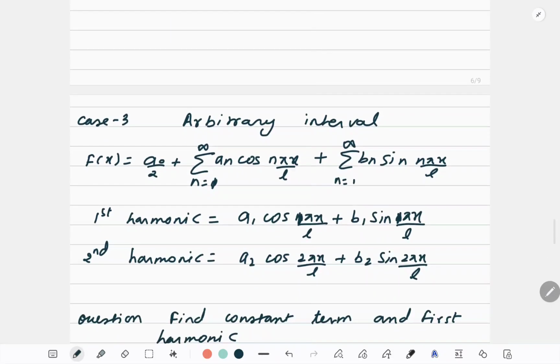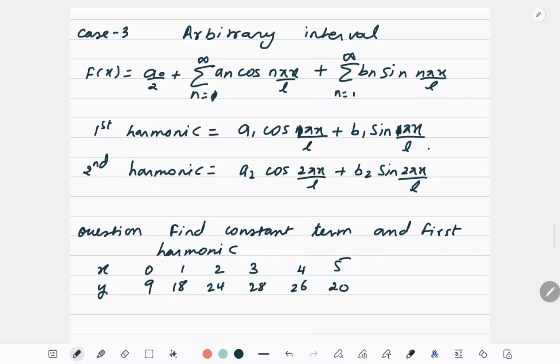Arbitrary interval. Arbitrary interval means pi will not be there. It won't be given in the degree. It will be given in simple numbers. Nothing to worry about it. The same formula, the first formula which I wrote when I started the topic, you will write like this. When it is in terms of pi, it is cos nx, sin nx. When it is arbitrary, it is n pi x by L, n pi x by L. Okay, don't get scared. You can do all the question by the previous method. Only the formula writing is different. That's it. Now this is your first harmonic. This is your second harmonic.